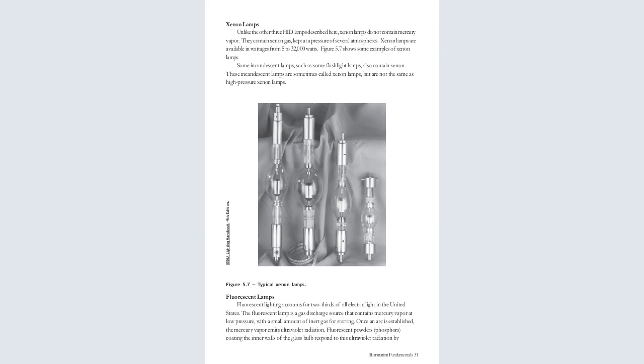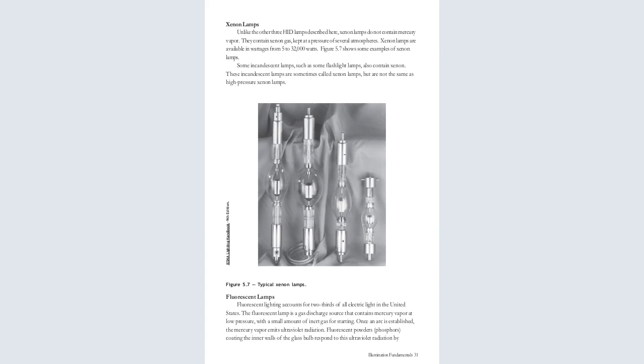And then we go on to the xenon lamps. You can see how they look. Unlike the other three high intensity discharge lamps described here, xenon lamps do not contain mercury vapor. They contain xenon gas, kept at a pressure of several atmospheres. Xenon lamps are available in watts from 5 to 3,000 watts.